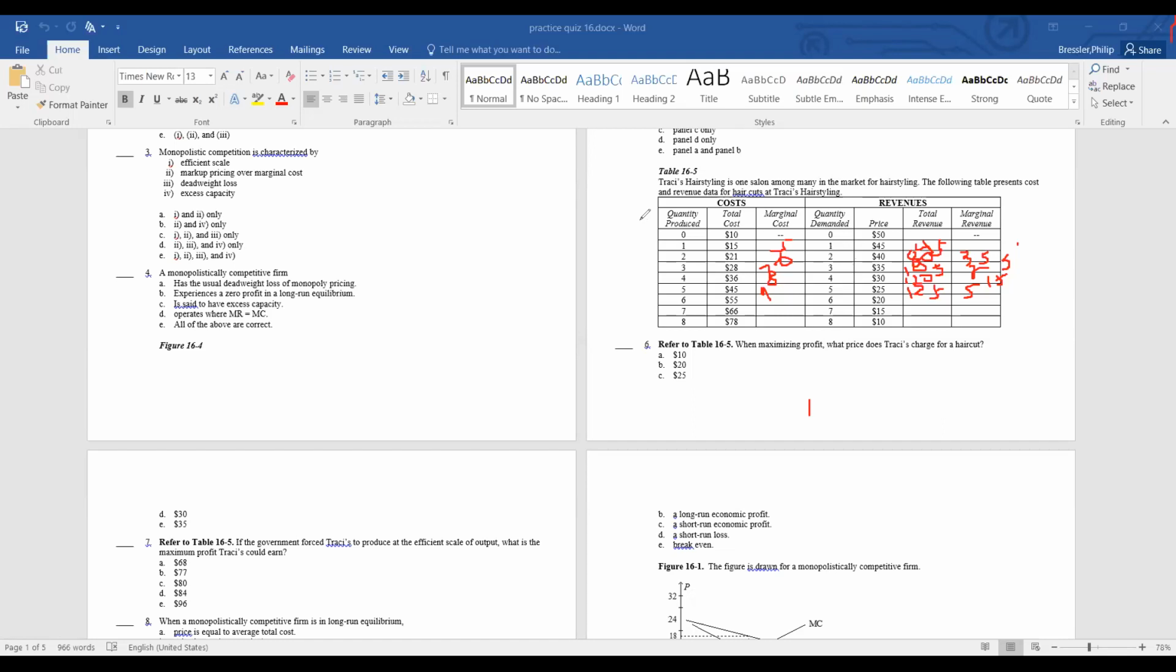The answer is D, 30. All right, and it's because at 4 units, your marginal revenue is 15, your marginal cost is 8, so you'll produce at the 4th unit, and the price is 30.